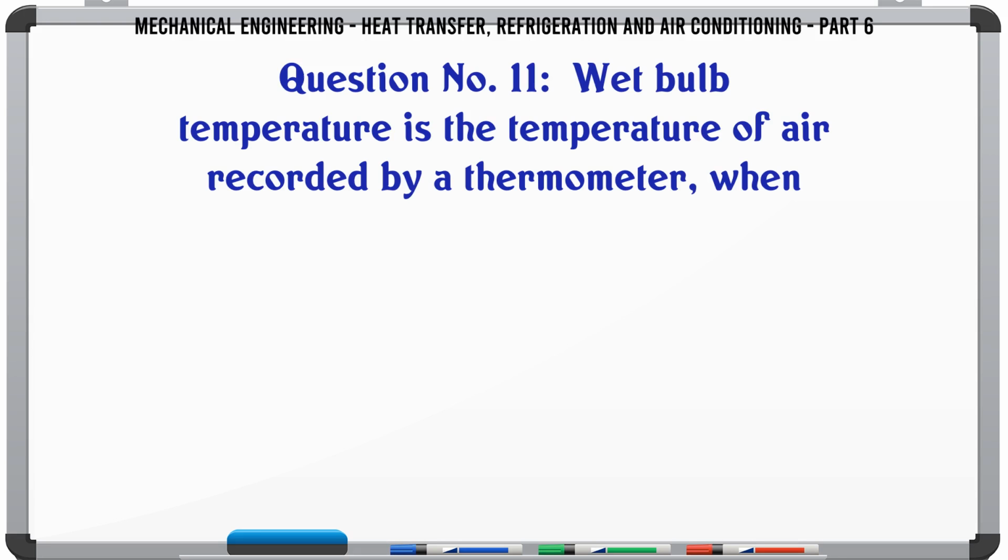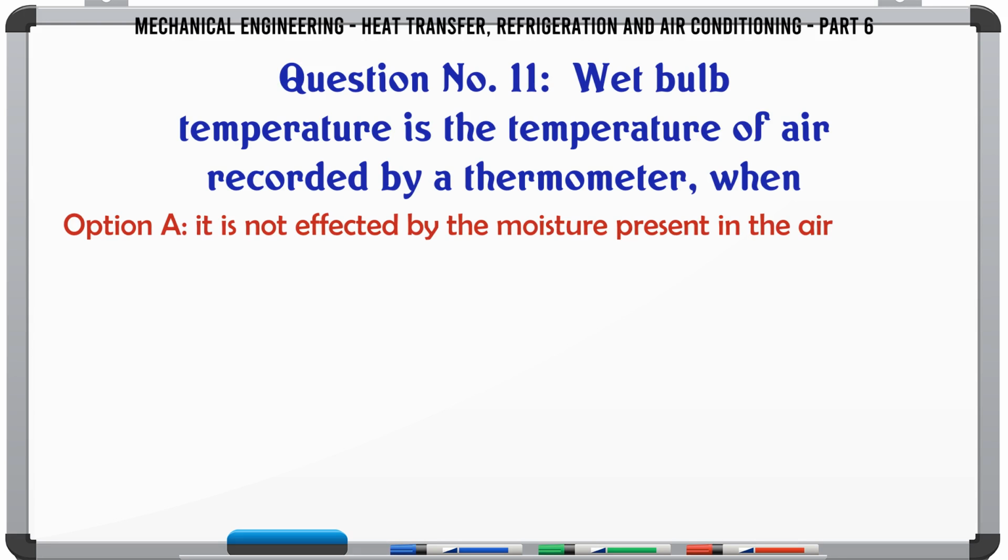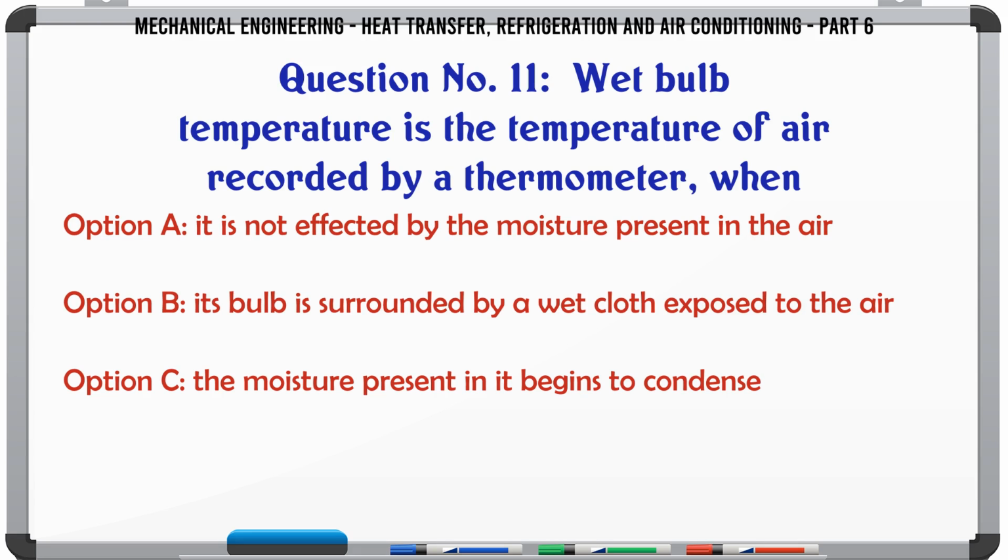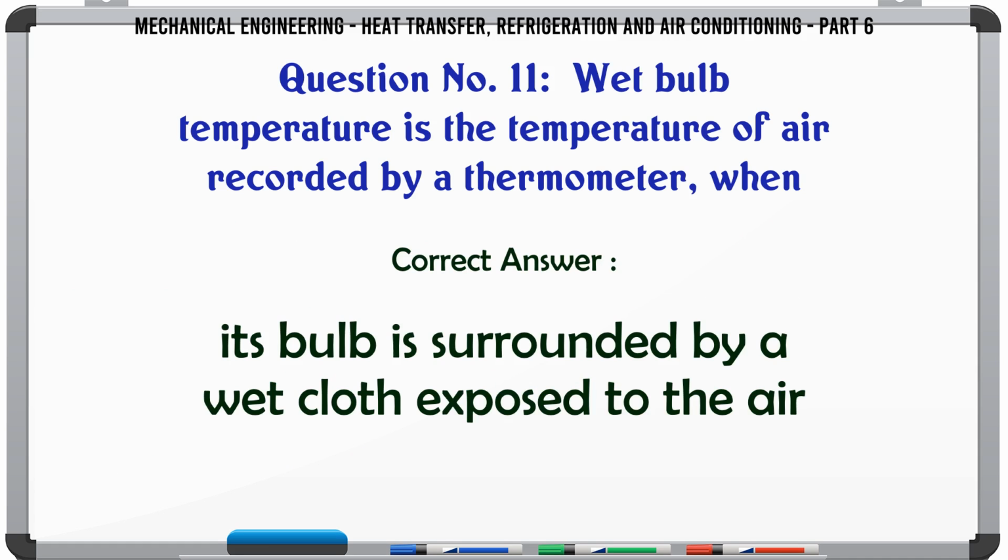Wet bulb temperature is the temperature of air recorded by a thermometer when A. It is not affected by the moisture present in the air, B. Its bulb is surrounded by a wet cloth exposed to the air, C. The moisture present in it begins to condense, D. None of the above. The correct answer is its bulb is surrounded by a wet cloth exposed to the air.